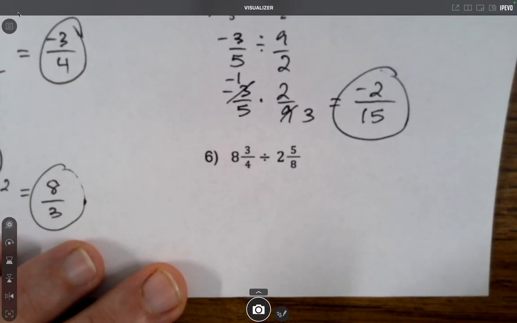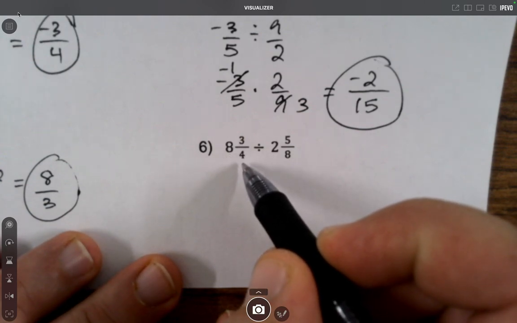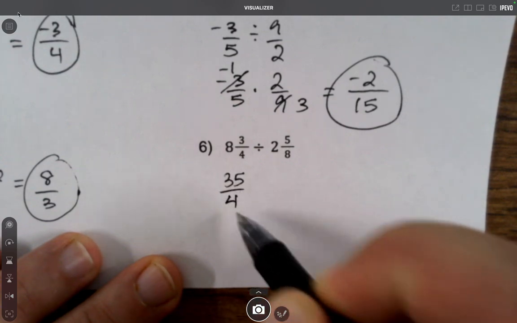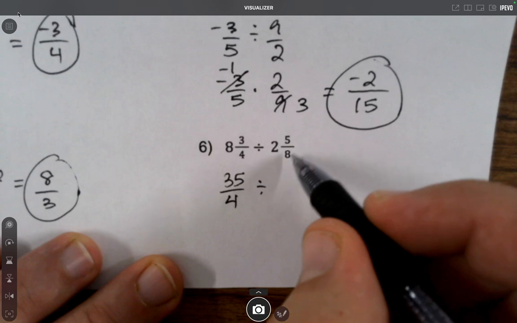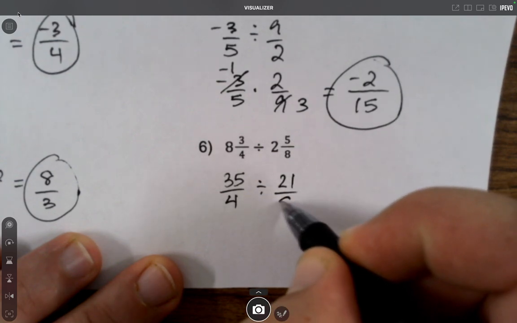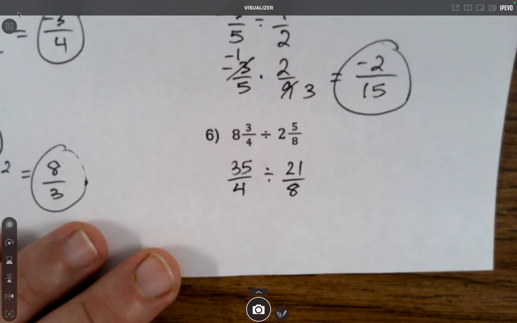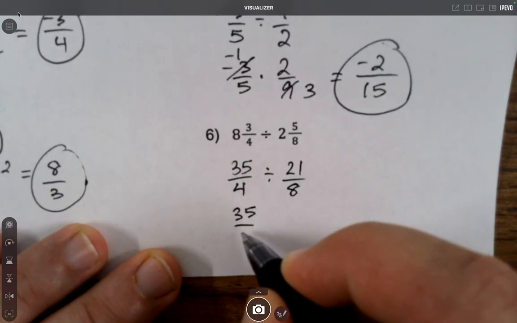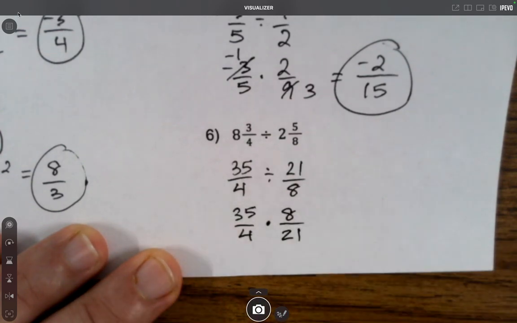Okay, number 6, we do have to convert these. 8 times 4 is 32, plus 3 is 35. 2 times 8 is 16, plus 5 is 21. Then we flip the second fraction so it becomes the reciprocal of what we started with.